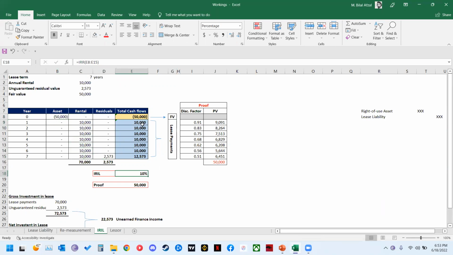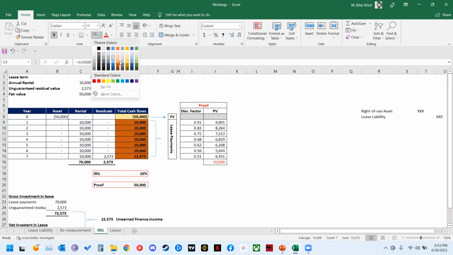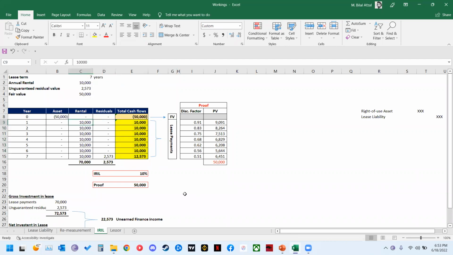Now, we said that implicit rate is the rate which makes the present value of all the lease rental equal to the fair value. So these things are my lease rentals, lease payments, right? Gross investment in lease payments plus unguaranteed residual value. So if the theory is true, if I discount these payments using the 10%, it should be equal to the 50,000. When I applied the discount factor for each year, I multiplied the rental with the discount factor and it gave me 50,000. So it means the 10% is the implicit rate, which is making all the rental equal to the fair value of the asset. So this is my implicit rate of interest, right?